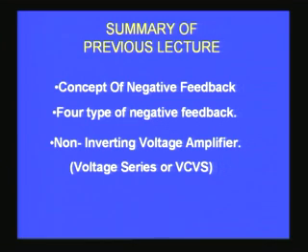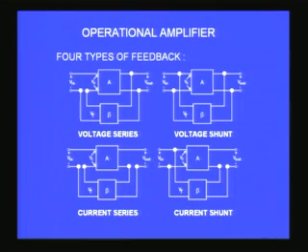An ideal voltage amplifier should have infinite resistance at the input and it should have 0 resistance at the output so that it can drive different types of loads. It is also called voltage series feedback or voltage controlled voltage source circuit. So this is what we discussed in the previous lecture. Now in the present lecture we will move on to the next type of feedback circuit.